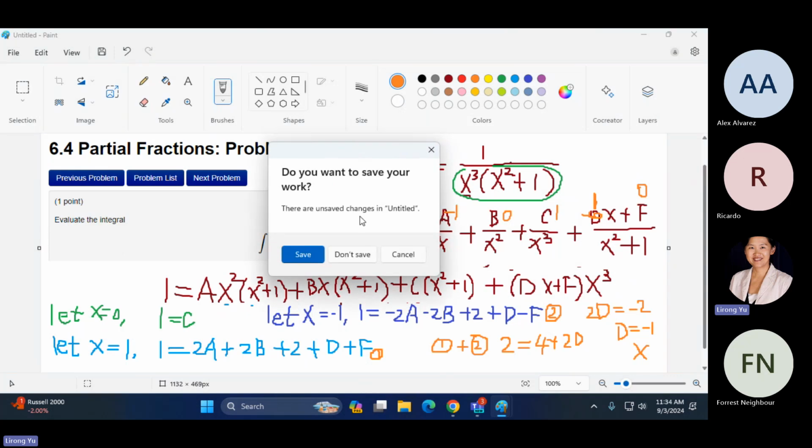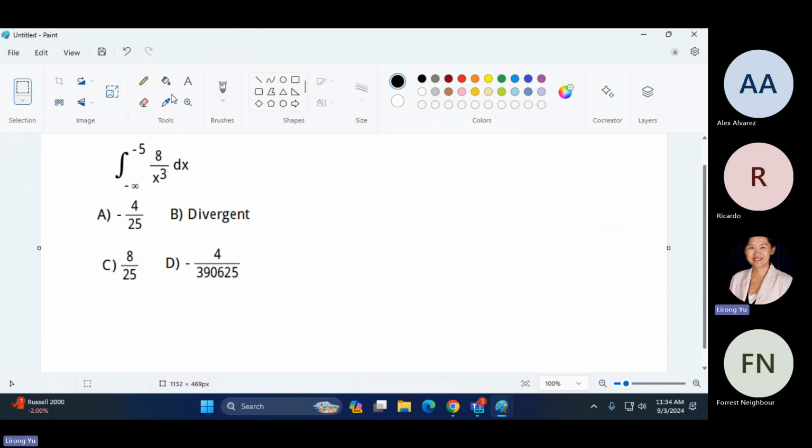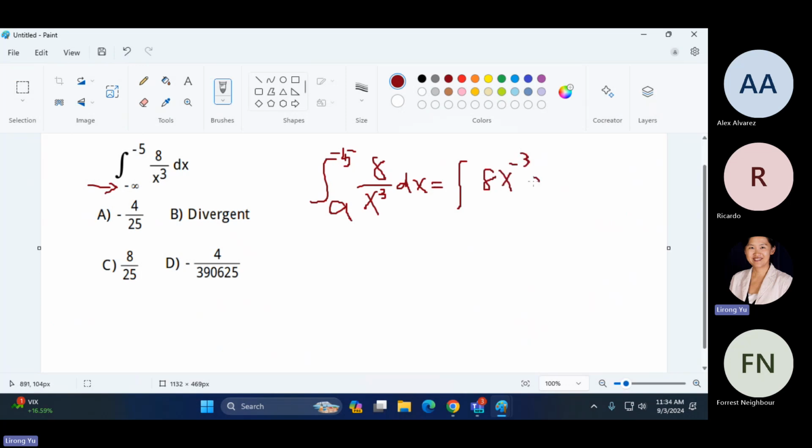Let's see if we get the same answer for this question. The lower limit of the integration is the problem, so we're going to integrate from a finite a to negative 5 of the function 8 over x cubed dx. This is 8 times x to the power of negative 3 dx. With the power rule, we have 8 times x to the power negative 2, since the power plus 1, negative 3 plus 1, is negative 2.